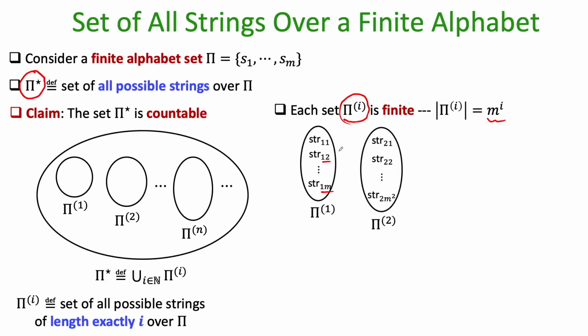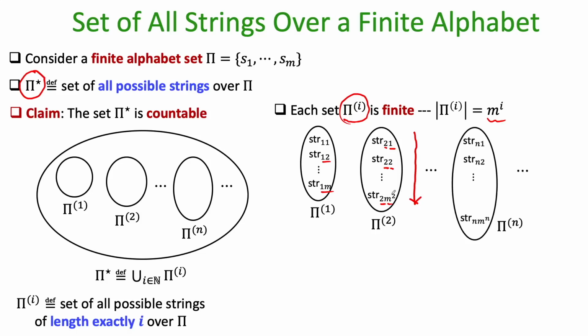In the same way, I will have a sequencing for the elements in the subset Π^2. You can see here in each string the first index is 2, denoting that each such string belongs to the second subset, and the second level of indexing is from 1 to m², because the subset Π^2 will have m² number of elements. And in the same way, if I consider the subset Π^n, it will have m^n number of strings, and so on.